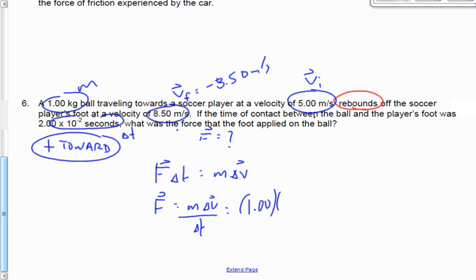Delta V is negative 8.5 minus 5. If you defined it the other way around, you would have said 8.5 minus negative 5. I get negative 13.5 there. You would have gotten positive 13.5. That's okay. I think that worked out to be 675, didn't it?